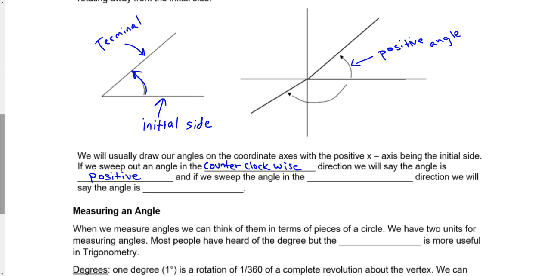And then if you go in the opposite direction, which is like clockwise, then that angle is going to be negative. So the way I kind of think about it is the sign of the angle just tells us which direction to swing the arm. So this angle on this side right here, that would be negative.